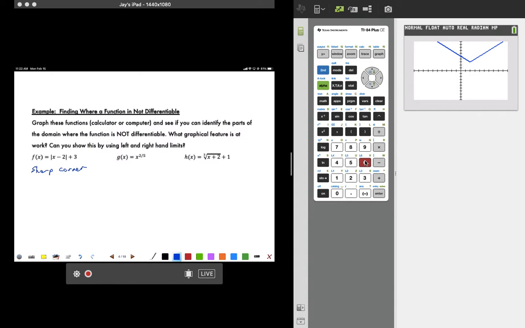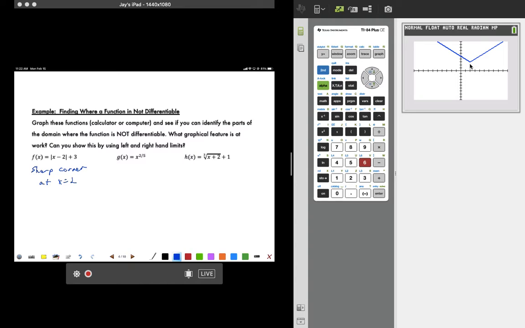This is an example of a sharp corner, and that's going to occur at x equals 2. That's where it seems like we have an instantaneous change in our slope, and I can just kind of point to that. I don't know if the cursor shows up on my screen or not here, but I've got the arrow pointing to the sharp corner right there.